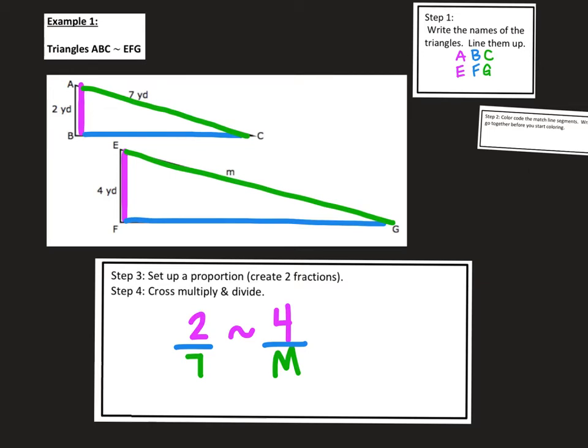I'm going to say that I would do 2 times 2, and that's how I get 4. I need the relationship to be the same down here. So 7 times 2 equals, that would be 14. So my missing measurement for the large triangle would be 14 yards.